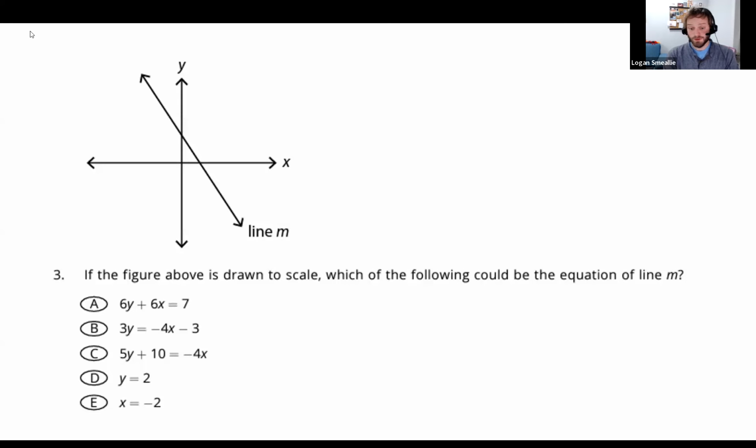All right, we got our first vote in. Take another 30 seconds to a minute. Trying to figure out which of these could possibly be that line, based especially on that slope and intercept stuff we just talked about.